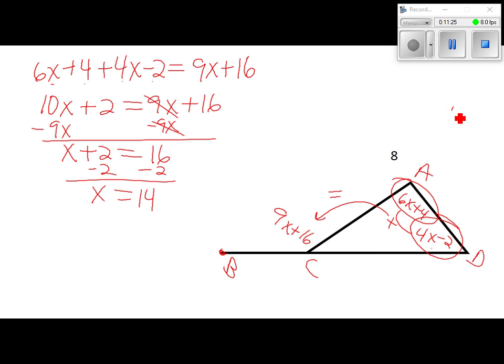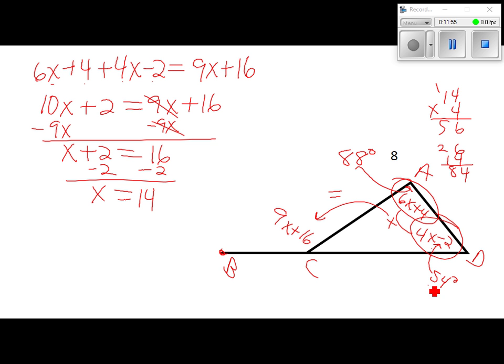4 times 14 is 56. 56 minus 2 is 54, so that angle right there is 54 degrees. Plug it in here, 6 times 14 is 84. 84 plus 4 is 88, so this angle, angle A, is 88 degrees.